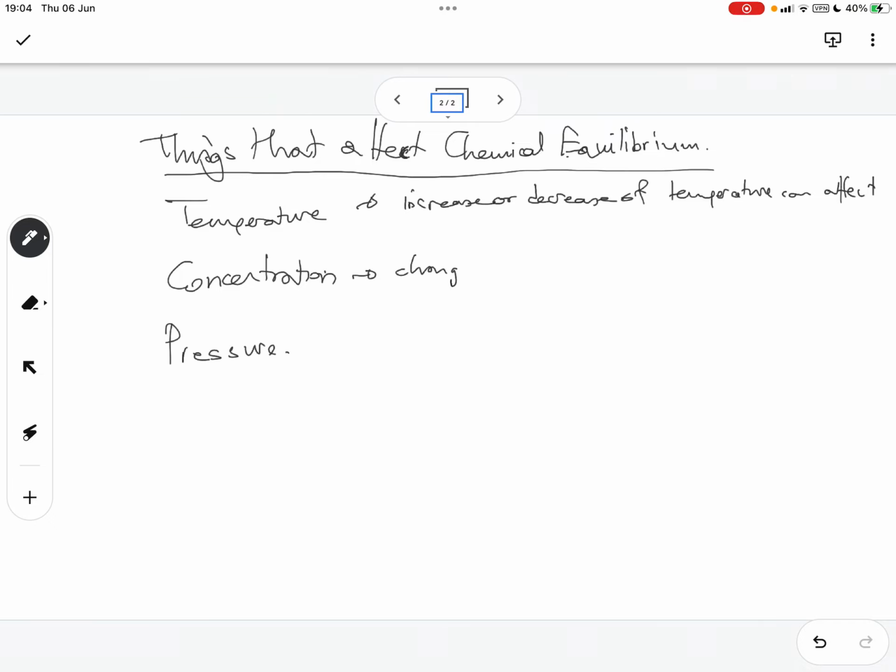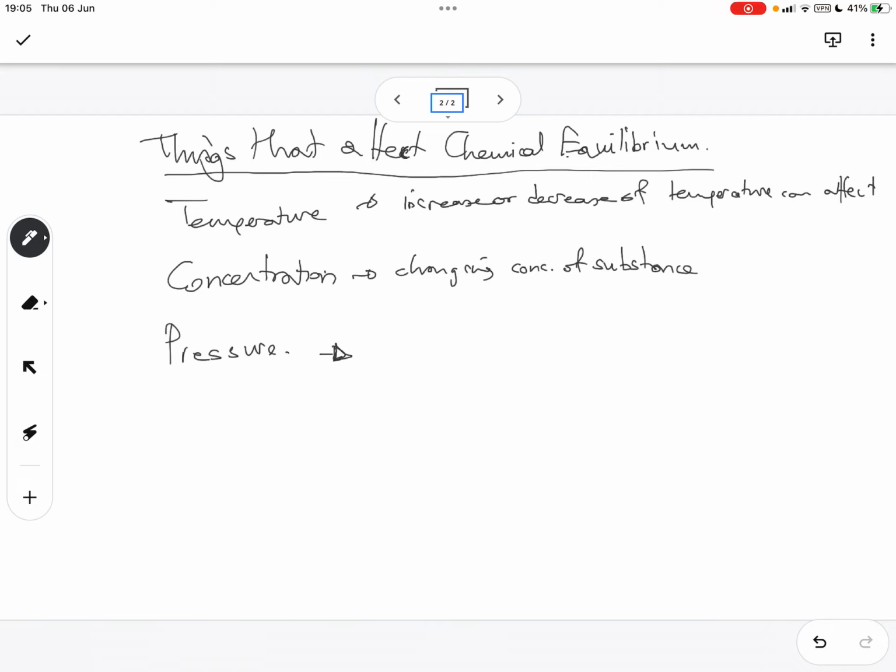And then concentration. Increasing the concentration of one or more of the substances in the reaction. So changing the concentration of substances in the reaction. This could be either by decreasing or increasing either the reactants or the products.